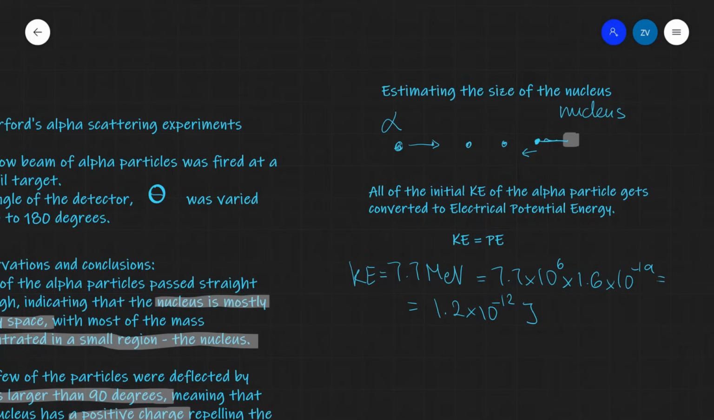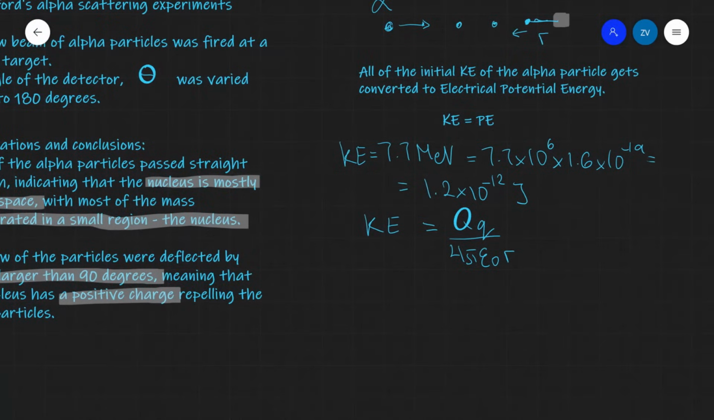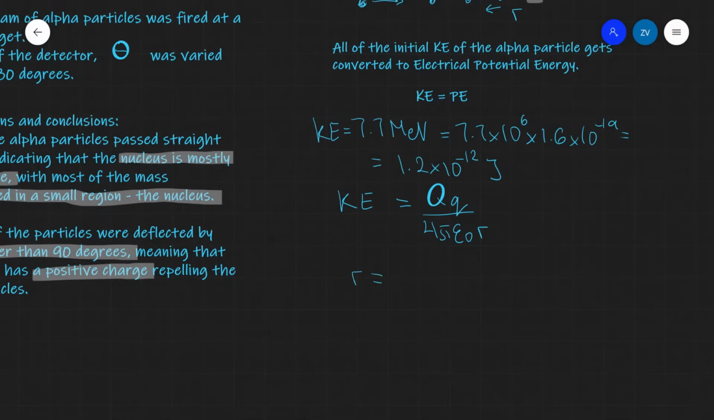Now all of this is going to get converted to electrical potential energy, so let's do that. Our kinetic energy will be equal to our electrical potential energy. The formula for potential energy is QQ over 4 pi epsilon naught times R, not R squared, where R is this distance over here. Now all we need to do essentially is just rearrange for R, so let's do this. R will be equal to QQ over 4 pi epsilon naught, and our kinetic energy will be down here.